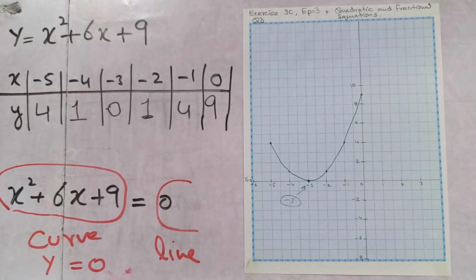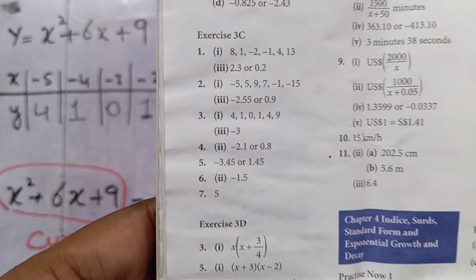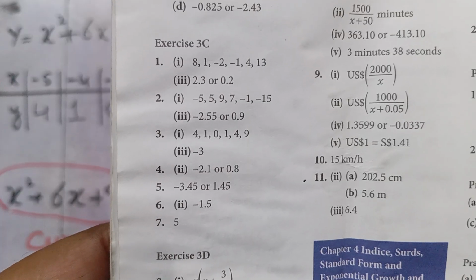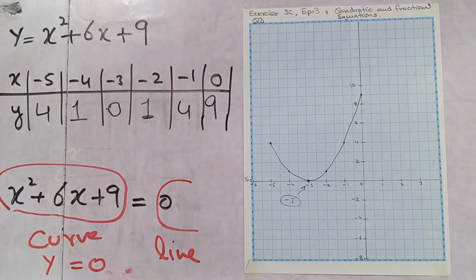Let me check from the book if the answers are right. We are working on exercise 3C, question number 3. Here we got the answers. There is a single answer where the graph cuts the y equals 0 line. That's -3. So this is how you will do question number 3 of this exercise. I hope this is clear to you and you understand how this is done.